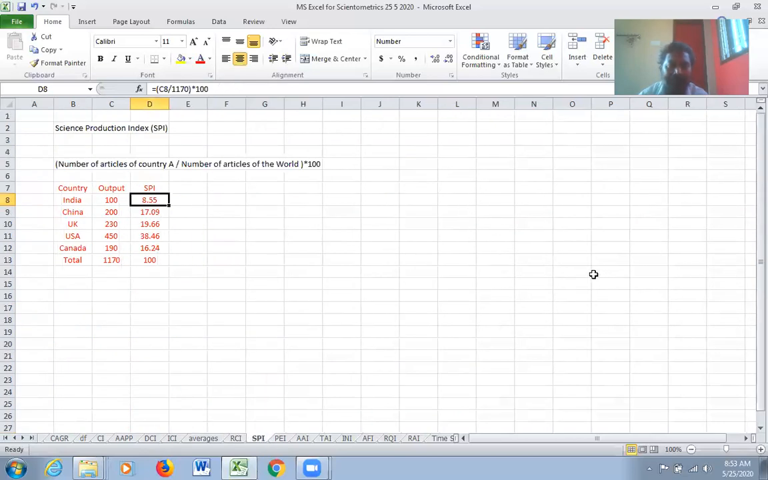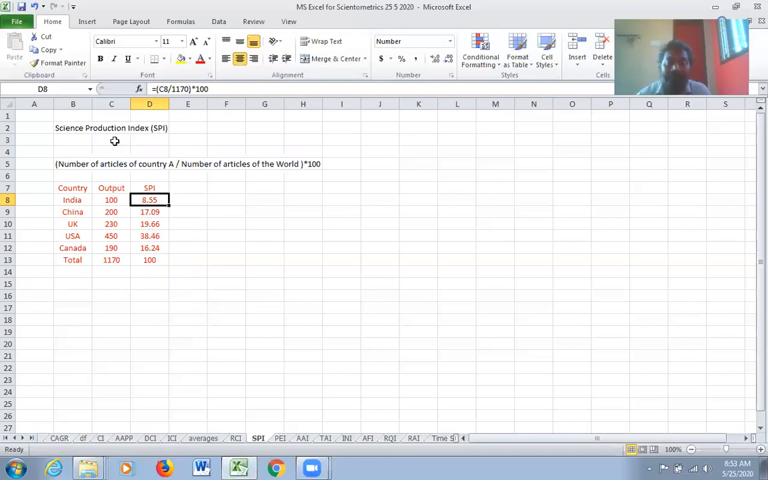Now, science production index is very simple to calculate. It just tells you what is the percentage of your contribution to the world research output in a particular given discipline during a particular period. For example, you take India. India has published 100 papers, and this is the research output of all the countries in COVID-19. Only 5 countries have produced papers since the beginning till this year, 1170 total output.